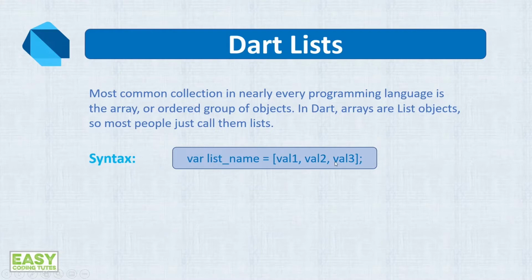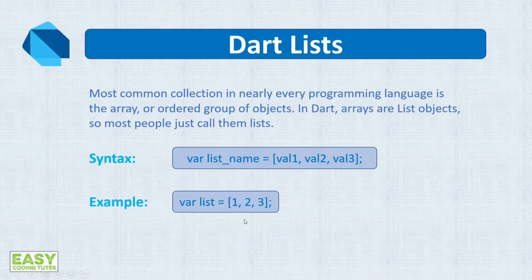These val1, val2, val3 are elements, and here we have the example where list is equal to [1, 2, 3]. Here 1, 2 and 3 are the elements of the list and these are stored in specific indexes. Like here 1 is stored at 0th index, 2 is stored at first index, 3 is stored at second index.